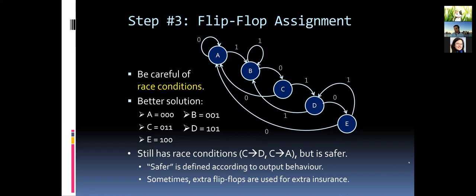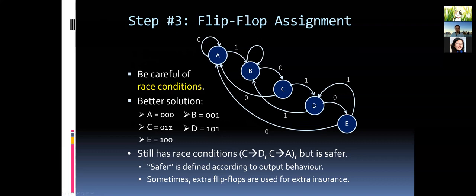So let me first answer the question. What happens, which bit flips first? The answer is we have no control, it is a race condition in a circuit. Each bit can flip first. So we need to consider both cases. For example, here, it might be the first bit flips first when you go from C to D, or it can be this bit flips first. I need to consider both cases and see that it doesn't lead to a wrong answer.